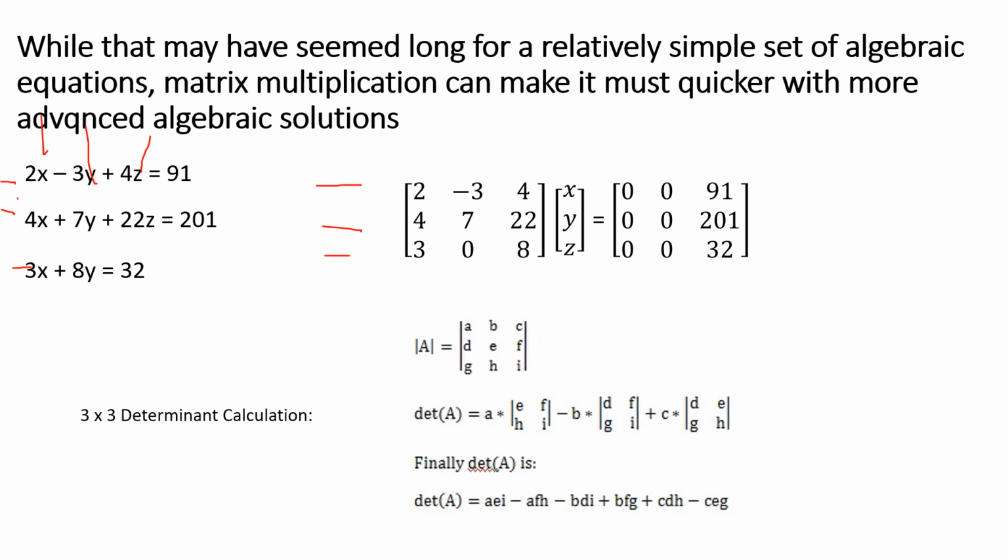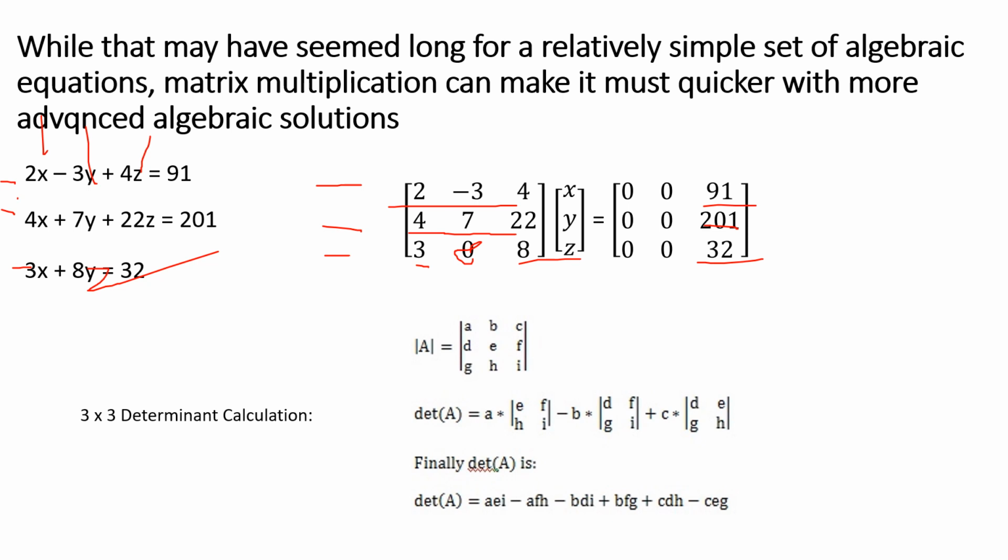There's my 2x minus 3y plus 4z equals 91. 4x plus 7y plus 22z equals 201. 3x plus, that should be 8y. Now, I'm going to be consistent here. Make it 8z. We got 0 here. And equals 32.